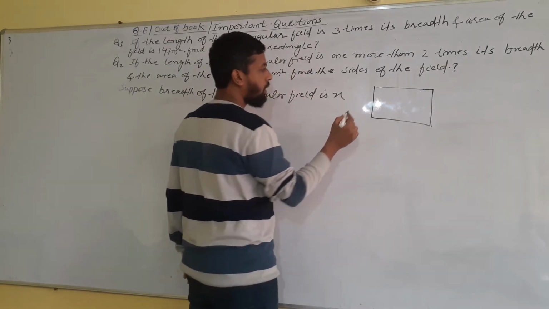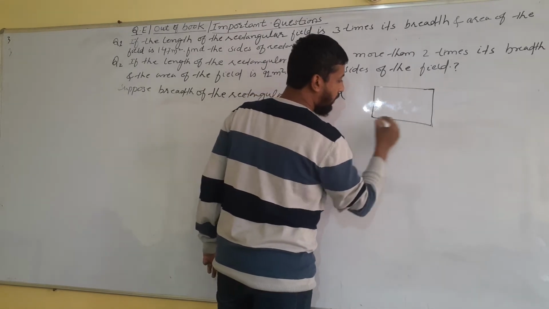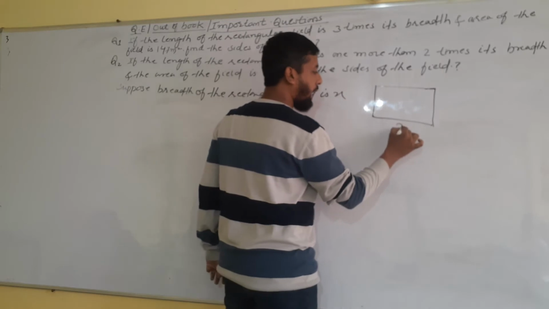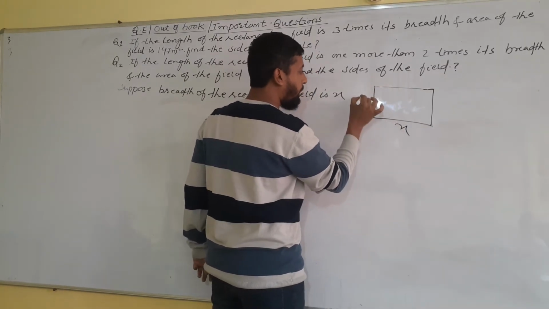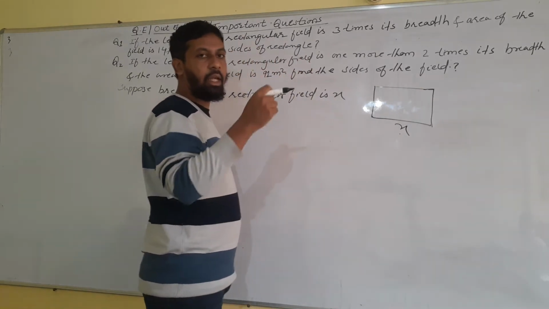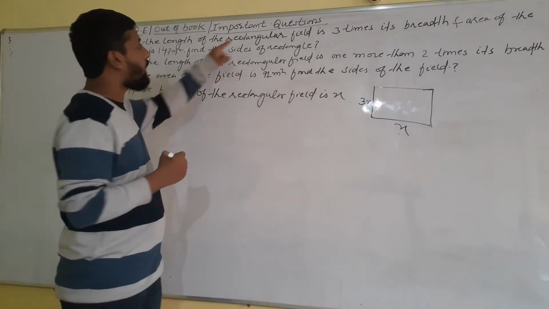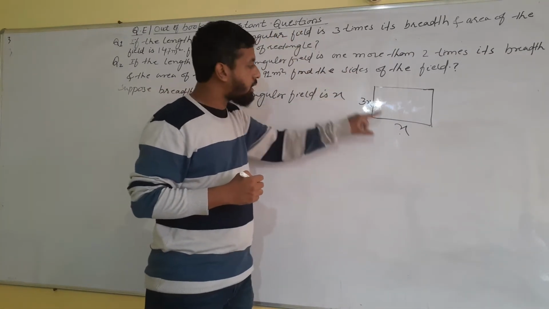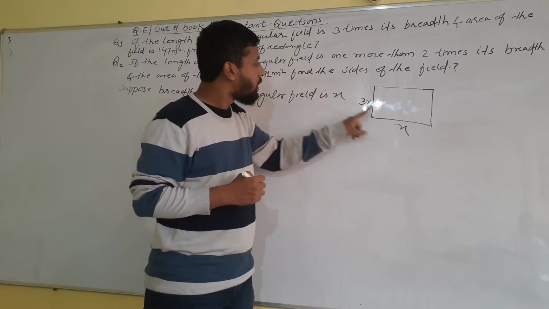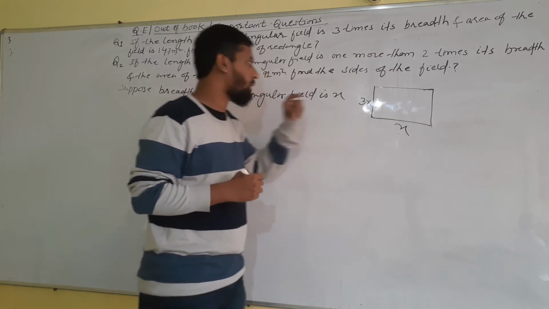Suppose the breadth of the rectangular field is x, then the length will be 3 times its breadth. 3 times means 3 into x. Times means multiplication sign will come. The length of the rectangular field is 3 times its breadth, so 3 into breadth, 3x.